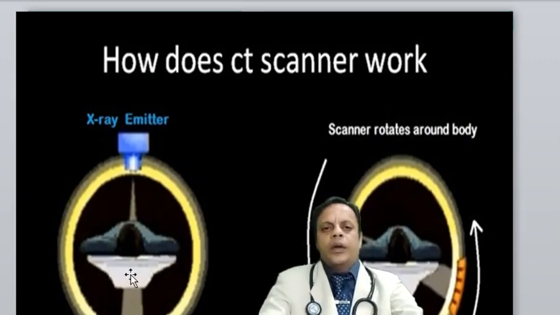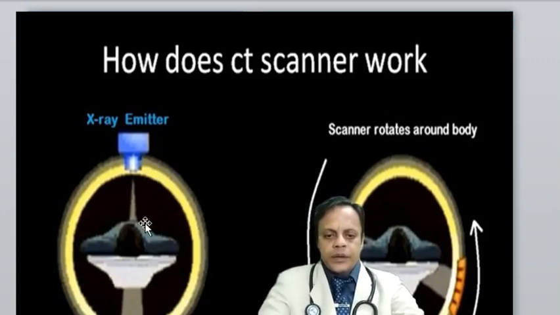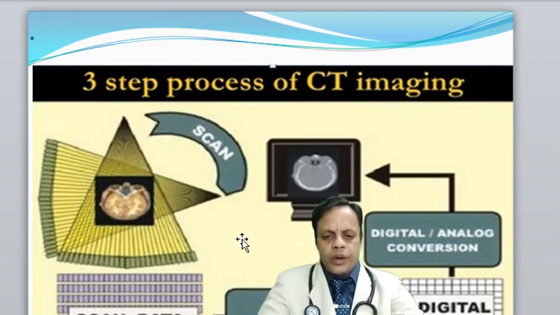So here you can see its parts. This is a patient lying on the patient couch, and there is an X-ray emitter on one side, and just opposite to it is a receiver. This X-ray emitter will emit the X-rays, and they will pass through the body, and the receiver will catch them, and this scanner will rotate at very fast speed around the body, and whatever data is gathered will be sent to the central processing unit or computerized unit. Then it will create the image.